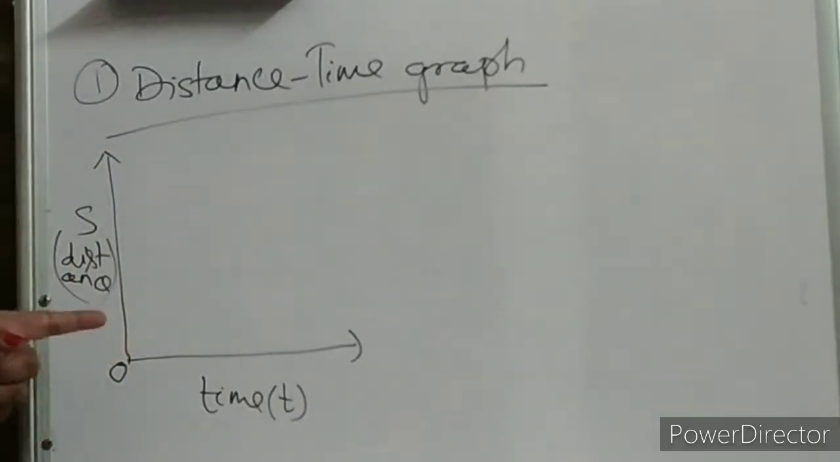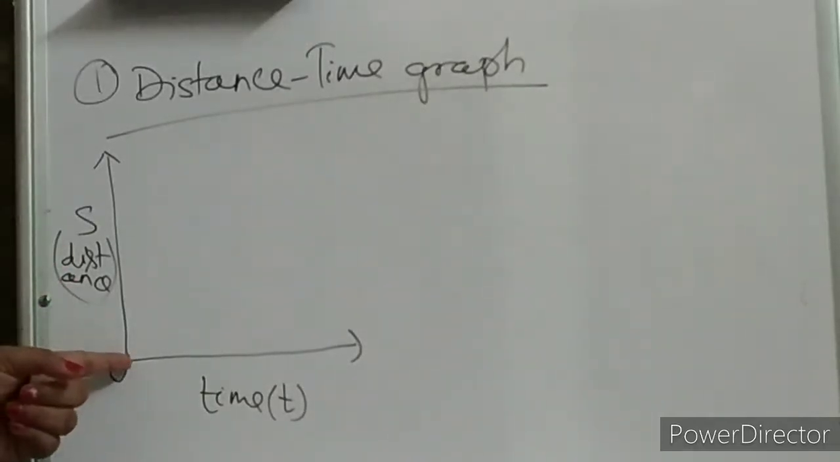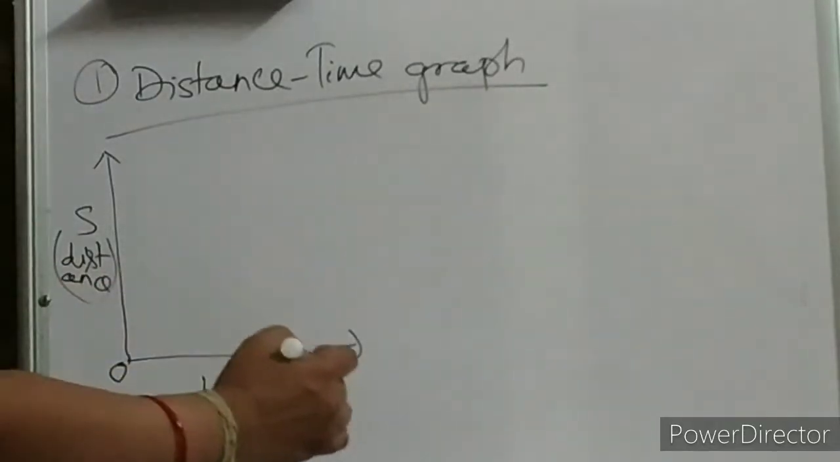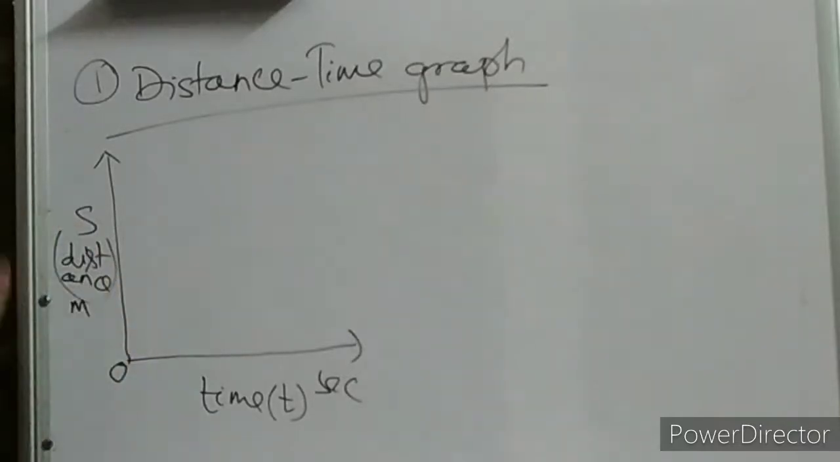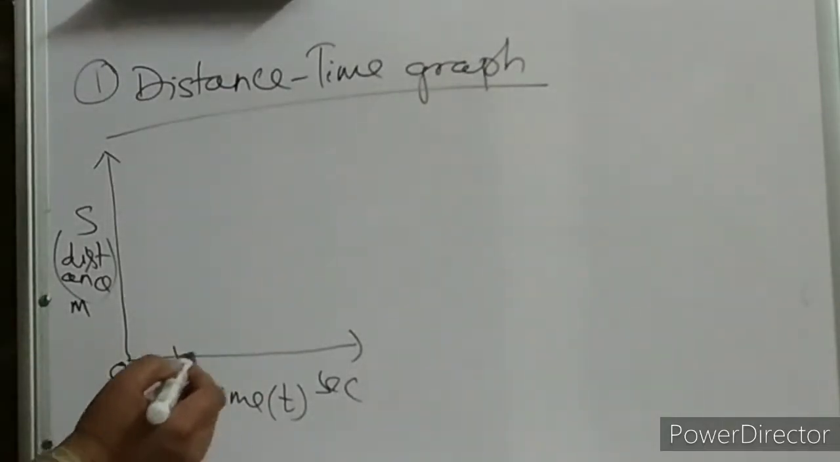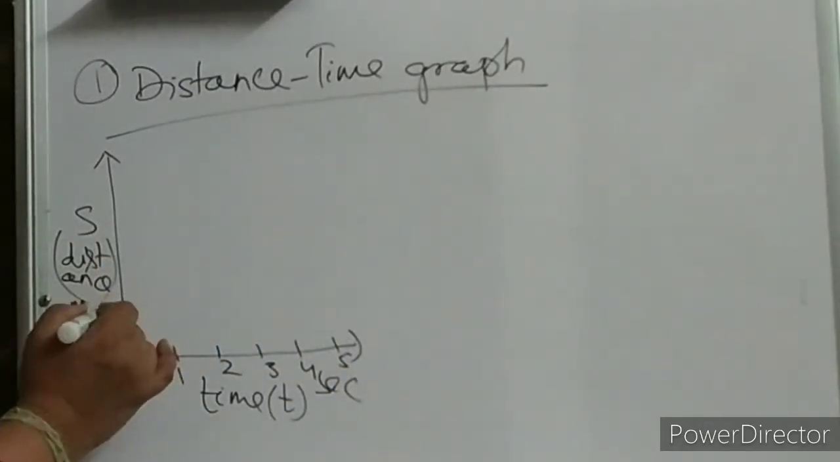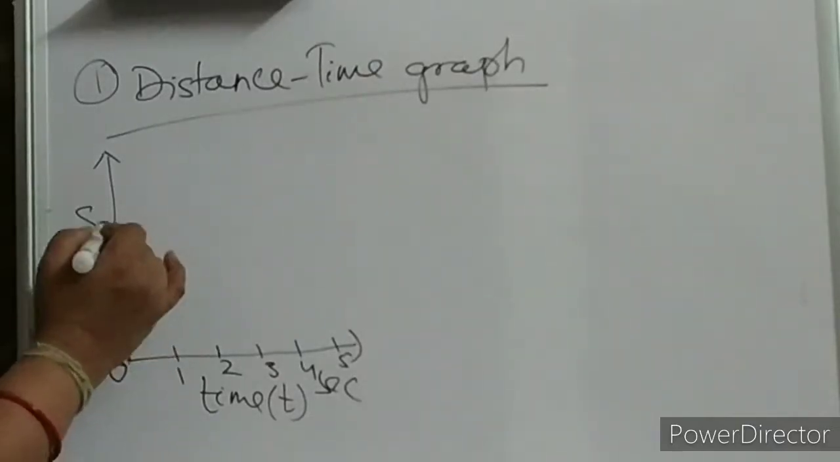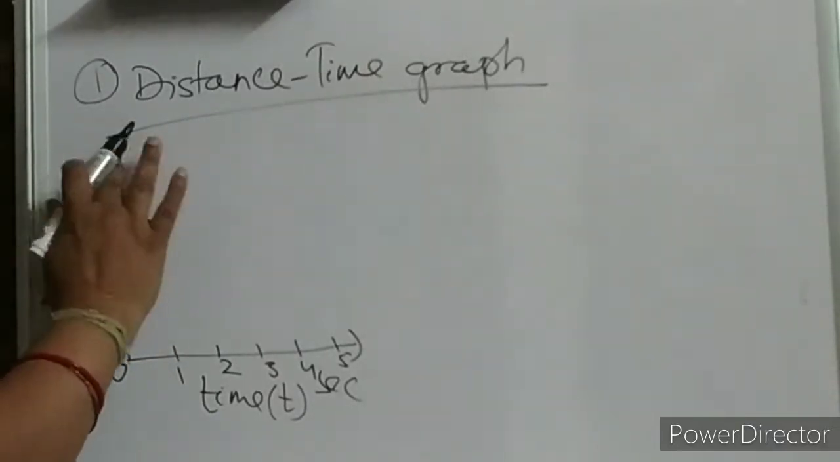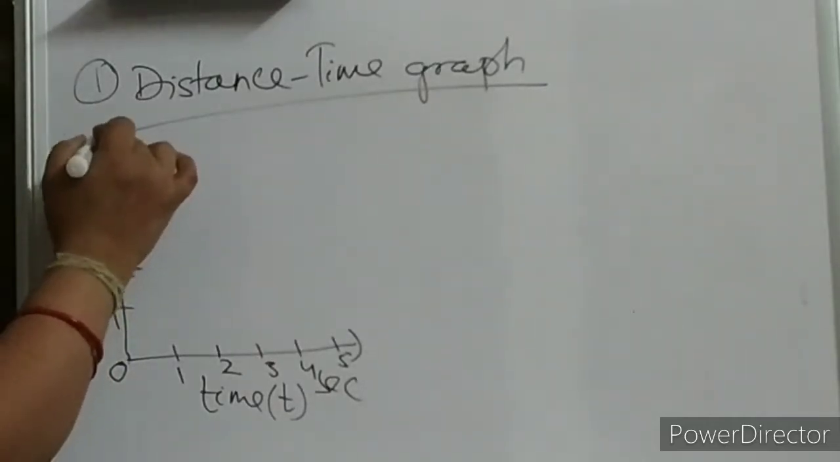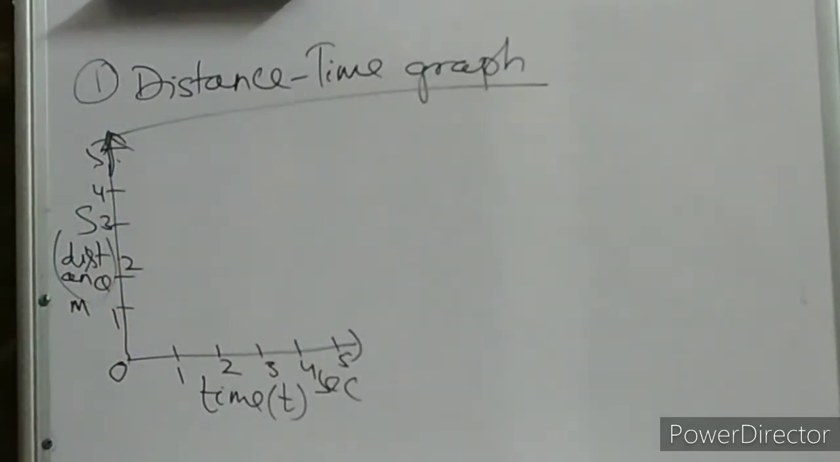So at the starting point, when the body starts moving, at 0 seconds, suppose time is in seconds and distance is in meters, children. So at 0 second, distance covered is 0. Let me write 1, 2, 3, 4, 5 here, and here also 1, 2, 3, 4, then 5. So equal distances in equal intervals of time.